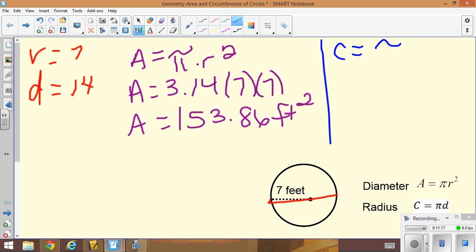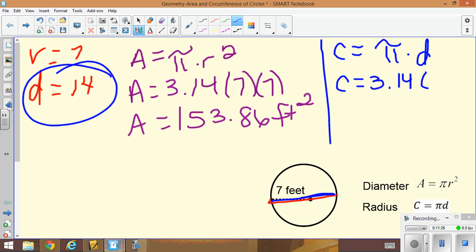And circumference, we're going to use pi times d. Circumference equals 3.14 times the diameter. I'm going to be using 14. I want the entire line. So using your calculators, 3.14 times 14 gives you an answer of 43.96 feet.